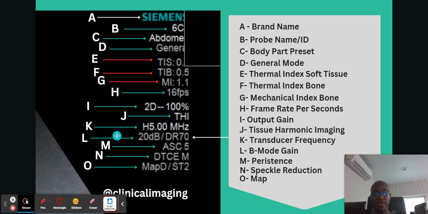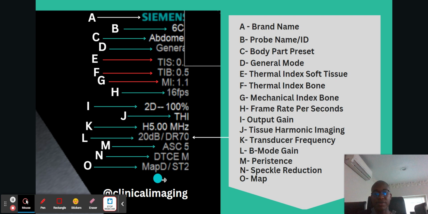L represents the B mode gain, or the general gain as most of us know it. It is at optimal value right now, 20 decibel. dB means decibel. And at the right hand side, DR70, this is dynamic range. Dynamic range is at optimal value right now, which is 70.